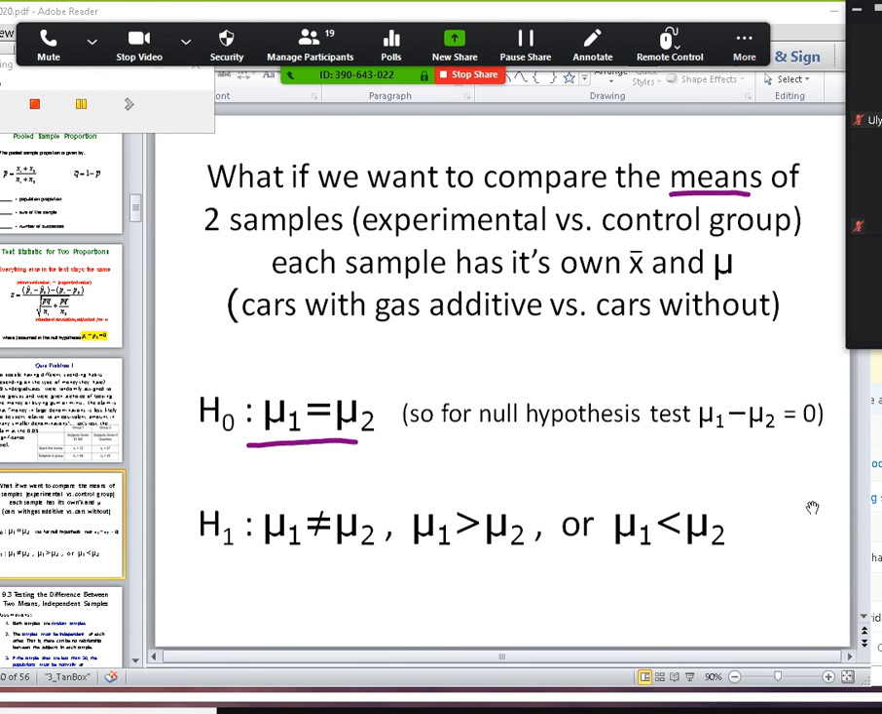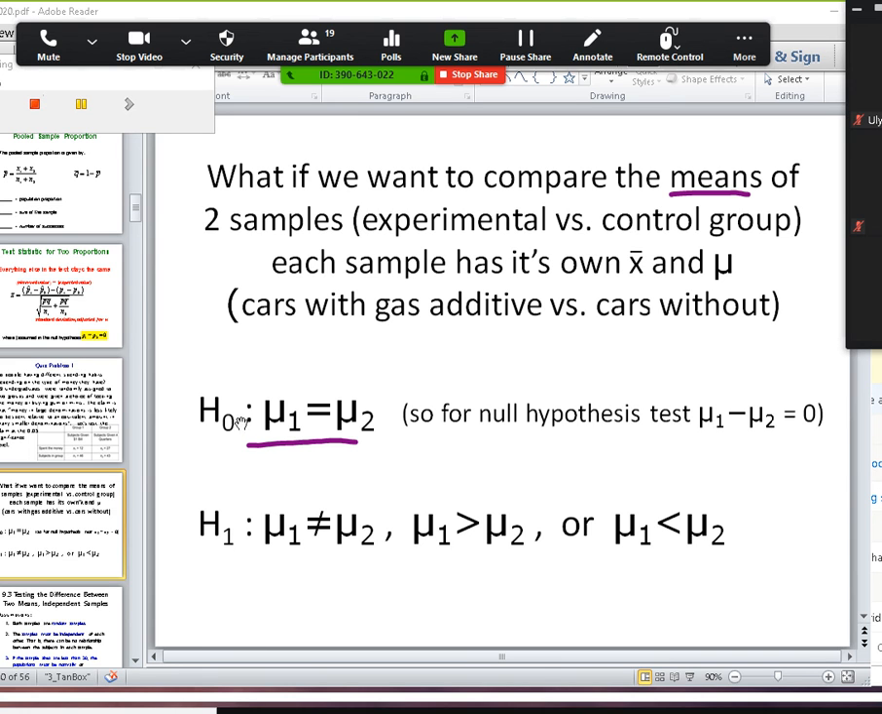Angel, go ahead and read for us. What if we want to compare the means of 2 samples, experimental versus control group? Each sample has its own X bar and mu, cars with gas additive versus cars without.